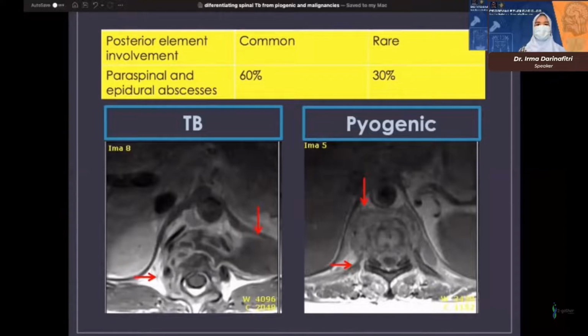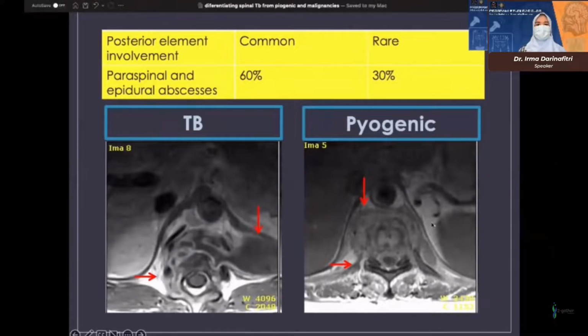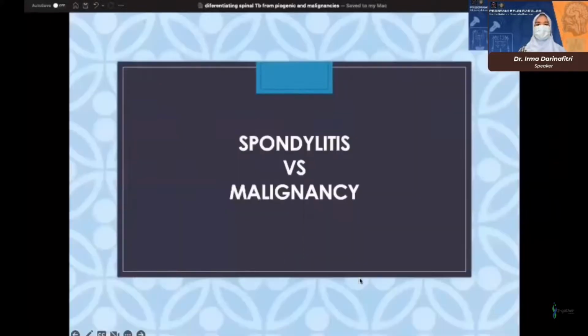MR gadolinium images show that tuberculous spondylitis has regular and thin walls, whereas pyogenic shows irregular, heterogeneous enhancement and thick wall paravertebral abscess.